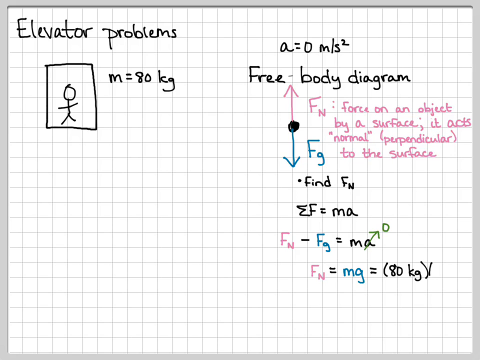So 80 times 10 meters per second squared is equal to 800 newtons. So in this case, where the acceleration is 0, my normal force is equal to my weight, which is 800 newtons. So that one was super easy. Let's do one with an actual acceleration now.